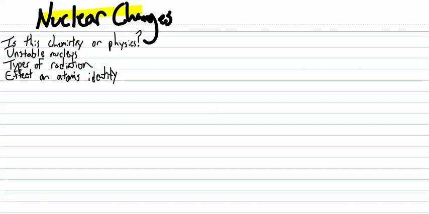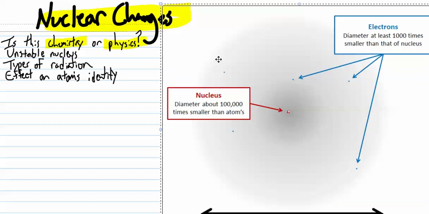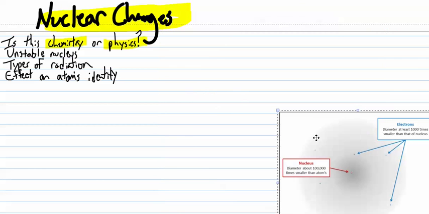Nuclear changes. This video is going to talk about different types and what's going on. So, nuclear changes. Are we talking about chemistry or are we talking about physics? In my mind, this is a physics thing, and let me explain to you why.